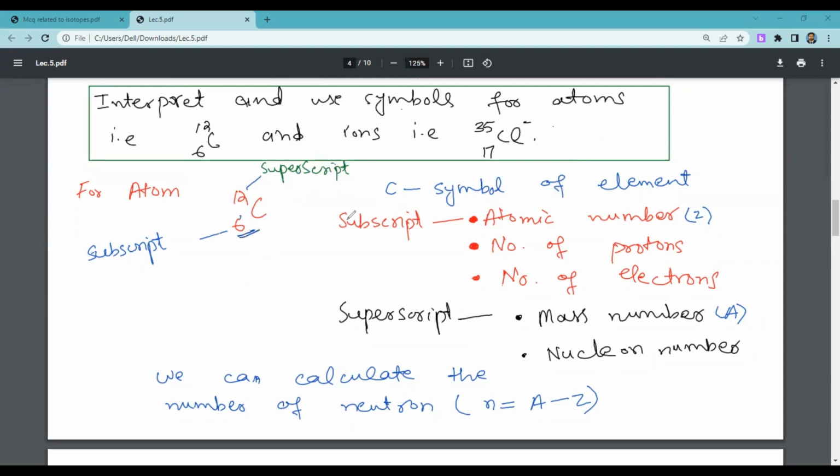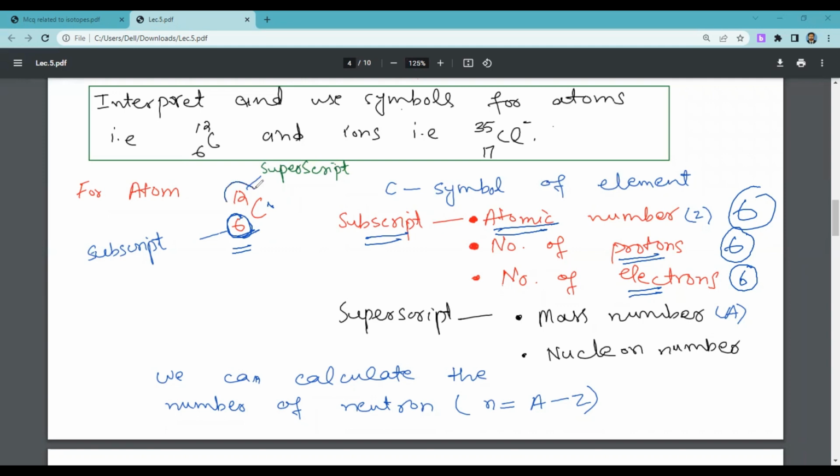The subscript of this symbol gives us information about the atomic number, and atomic number is the number of protons, and the number of protons and electrons are equal in an atom. It means that by seeing this number 6, we can say that the atomic number of carbon is 6, and 6 protons are present in the nucleus of the carbon atom. The 6 electrons are revolving around the nucleus of the carbon atom. We get this information just from the subscript of the symbol.